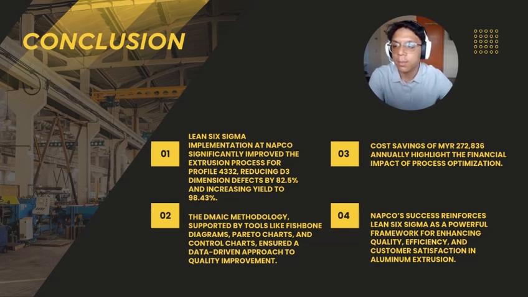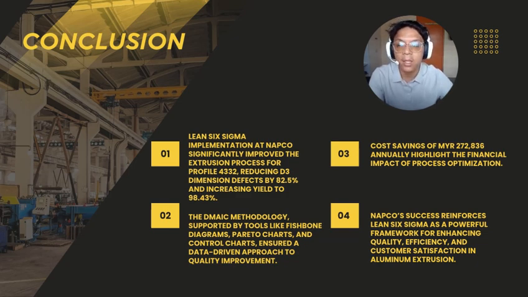This Lean Six Sigma project at Napco was a resounding success. By focusing on the D3 dimension of Profile 4332, we reduced defects by 82.5%, dropping the defect rate from 8.96% to 1.57%. This boosted our yield to an impressive 98.43%, meaning nearly every profile now meets customer specifications.